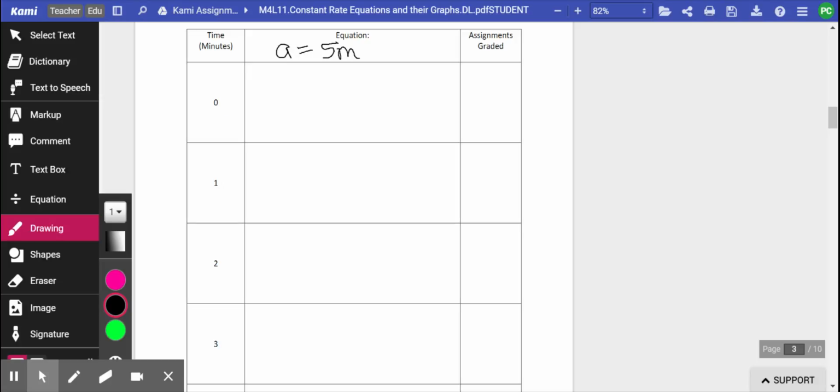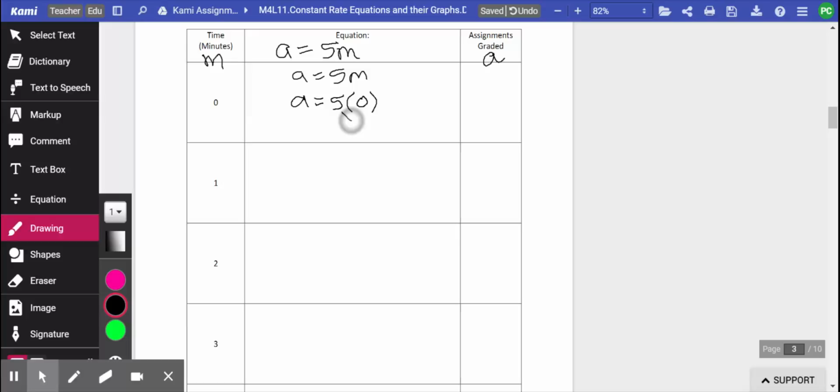Let's check this equation. What we're going to do is, remember, time was minutes. I use the letter M to represent minutes, and I use the letter A to represent assignments graded. I'm going to use this equation A equals 5m. But in this case, I'm going to replace or substitute the m for minutes in the equation with whatever number is in this column. So this means I want to know how many assignments I have graded if I grade 5 assignments every minute. But in this case, instead of just m, I'm going to put 0 because I want to know, how many assignments have I done in 0 minutes?